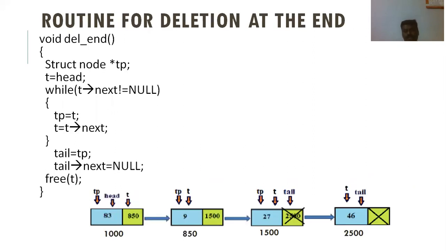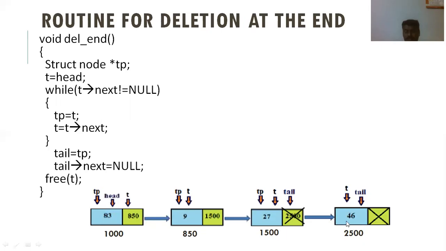Then the routine for deletion at the end position. Now I want to delete the element at the end position. The end position is no problem. Just remove the data, or remove the node, from the memory location. Then the previous node's address position is assigned as null. Here take the examples 1000, 850, 1500 and 2500. You have 4 address locations with the data 83, 9, 27, 46. Okay. Now I want to delete the last position. 46 is the deletion position.